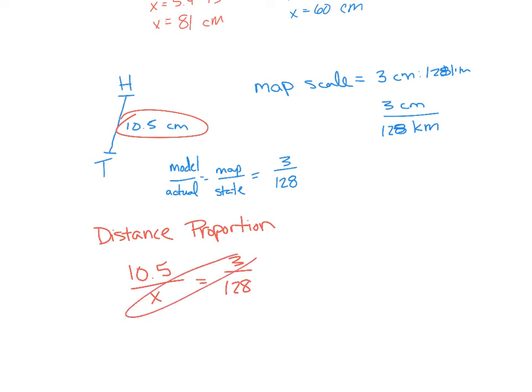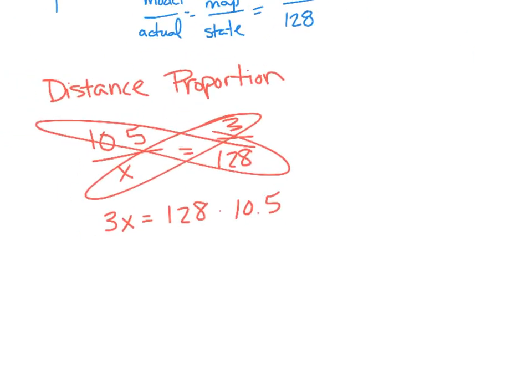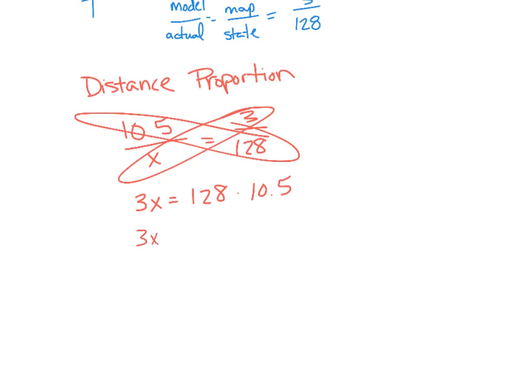And then we are going to cross multiply: 3 times x equals 128 times 10.5, and we get 3x equals 1,344. You can use a calculator for that. Divide each side by 3. Those cancel, and when you divide, you can use a calculator, and you get 448 kilometers. I don't know why we're doing kilometers when we live in America. But anyways, that's what you do.